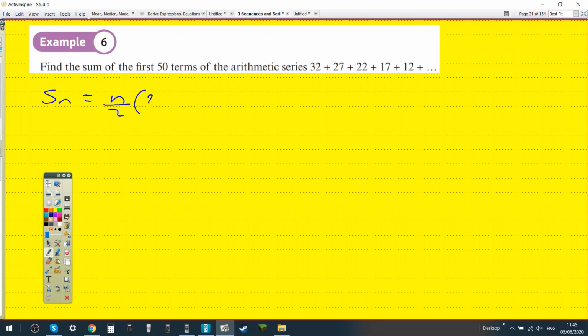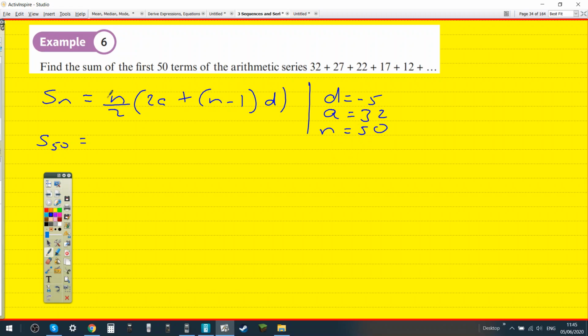I can see that it's going down by 5. So the common difference is minus 5, and the first term is 32. What is n? N stands for the number of terms. 50. Yep.